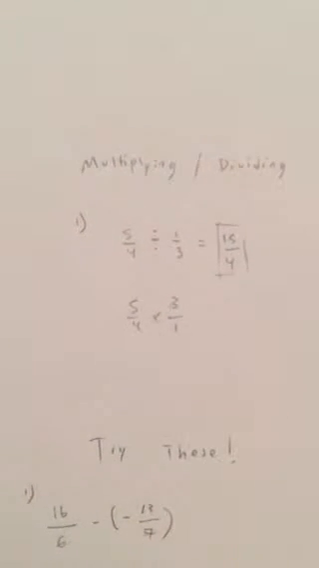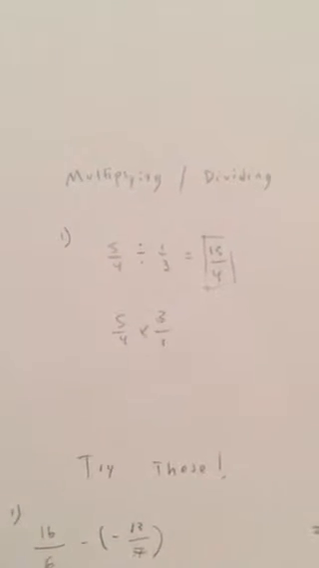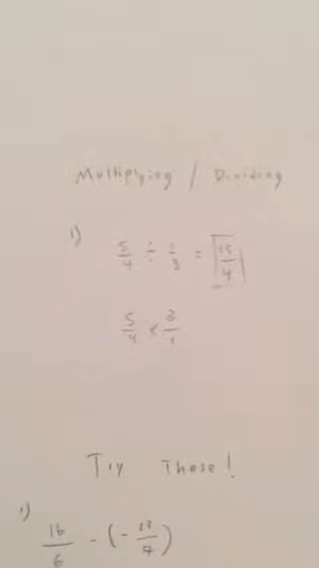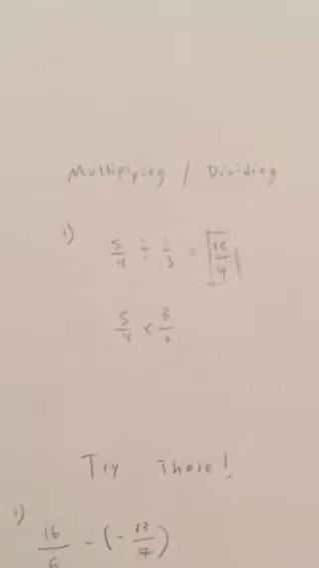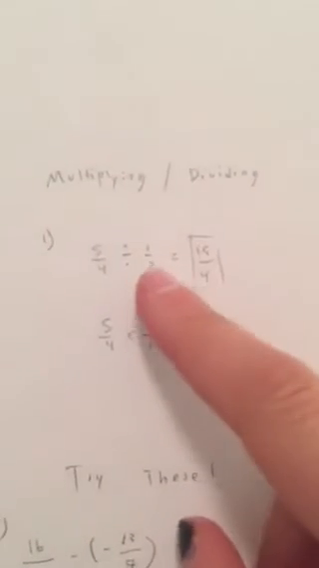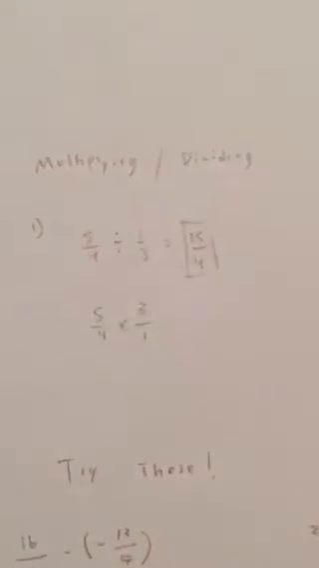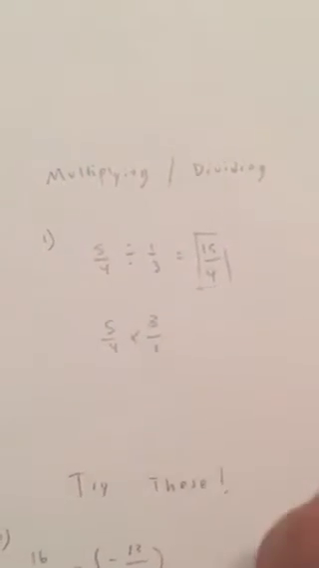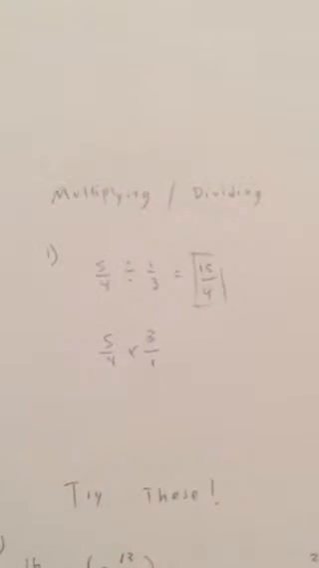5/4 divided by 1/3. Now what we do for this is called multiplying by the reciprocal. So we take 5/4 and that stays the same. But instead of dividing by 1/3, the easiest way to solve this problem is to multiply by 3/1. The reciprocal is when we flip this fraction, so instead of 1/3, it becomes 3/1. And we take away the divide sign and turn it into a cross for multiplication.